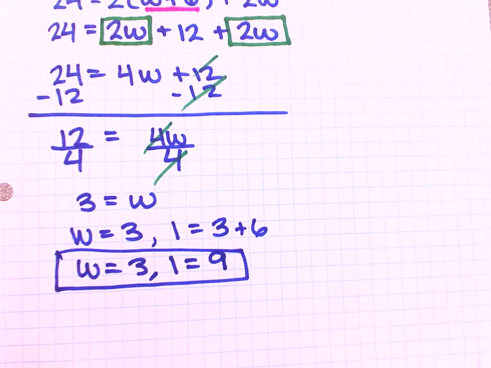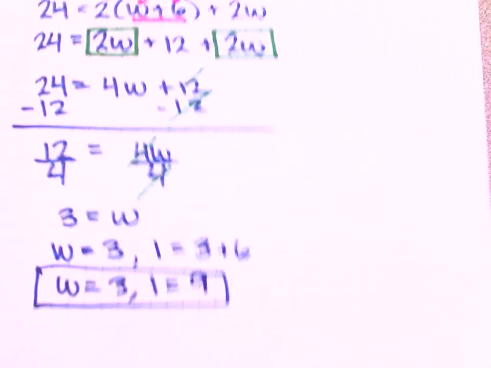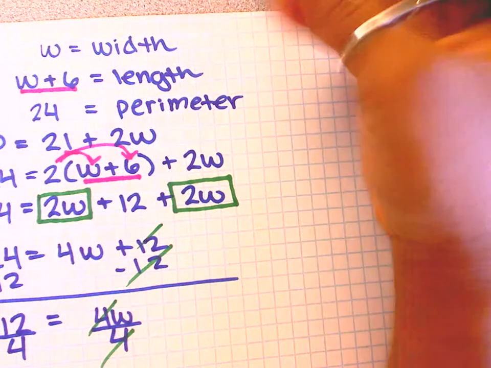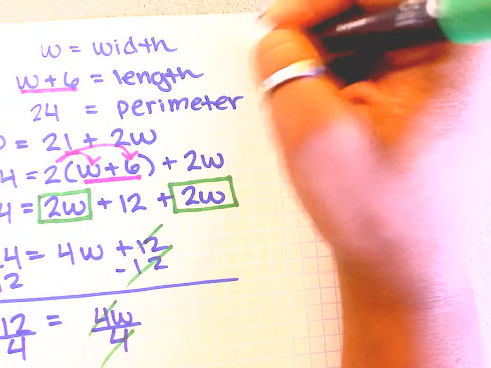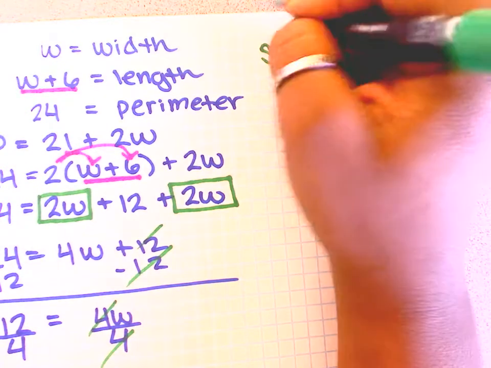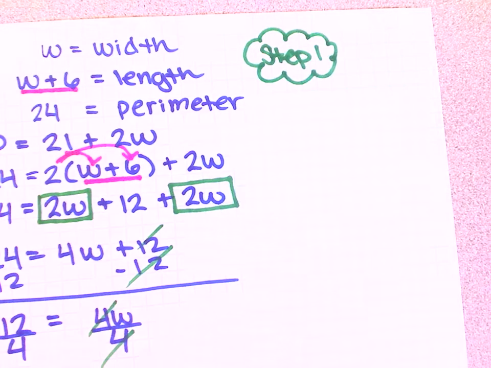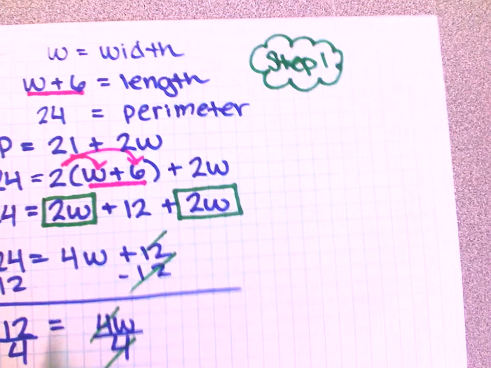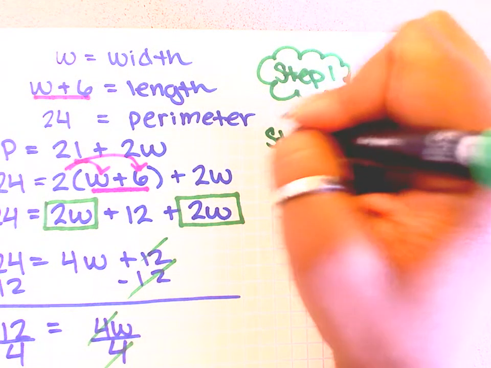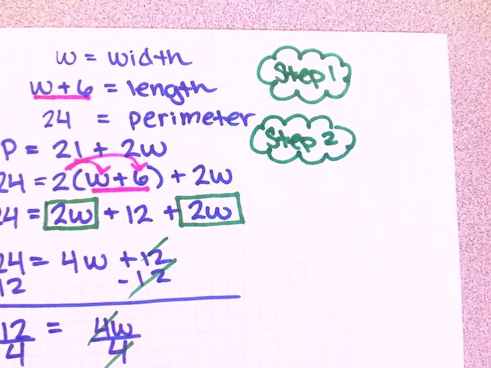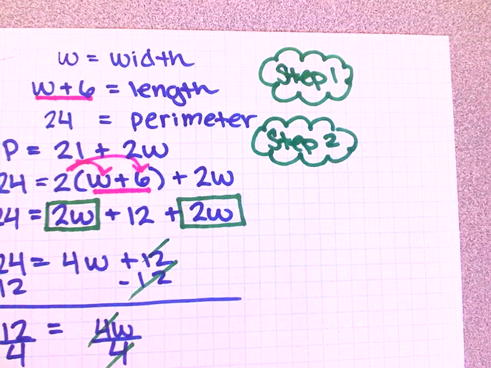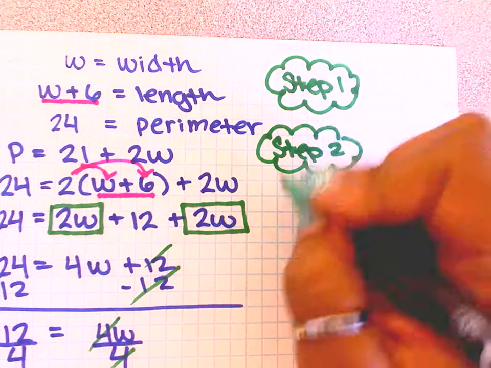Yes? Yes. So let's go back and label those steps really quickly, okay? Step 1, I found out my missing variable, which was W. Step 2, I wrote down a quantity. That was right there. Step 3, I wrote an equation right here.